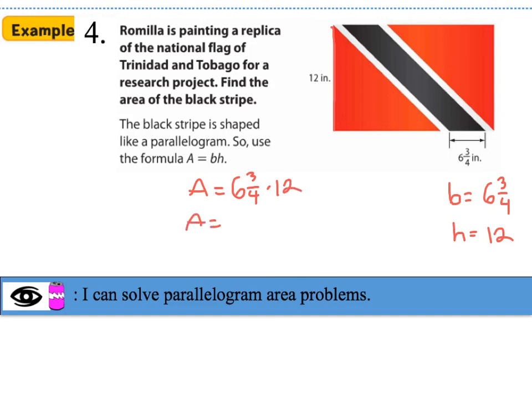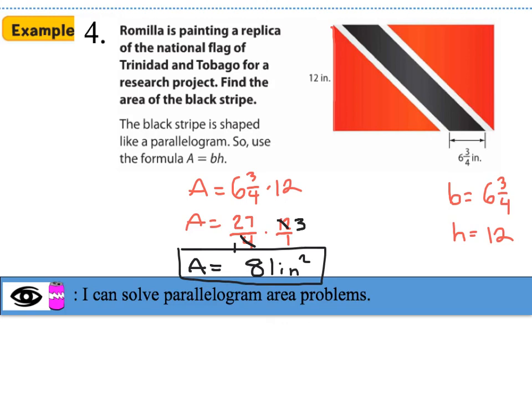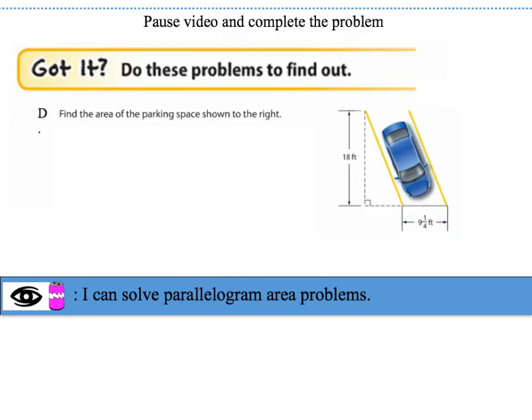Let's go ahead and make that mixed number look like an improper fraction. So we get 27 over 4 times 12 over 1. And then we can go ahead and cross cancel. So 4 goes into 4 once, 4 goes into 12 3 times. And we can multiply straight across, so the area would equal 27 times 3. And 27 times 3 is equal to 81 inches to the second power. So the area of that black stripe is 81 inches squared. So pause the video and complete this got it problem, and we'll discuss the answer in class tomorrow.